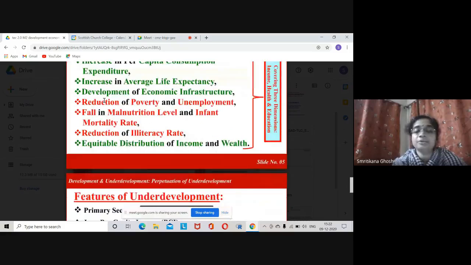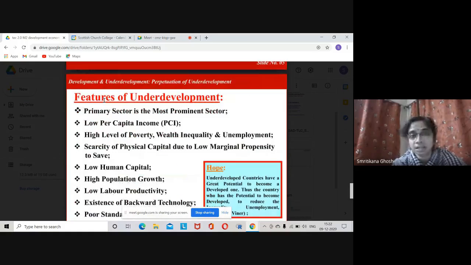Now I am going to the other side of the development, that is the underdevelopment. So what are the features of underdevelopment? First of all, the contribution of the primary sector should be the most prominent one. Most of the labor force is engaged in the primary sector. Maximum income is coming from the primary sector. So primary sector is playing a dominant role. Per capita income is very low there. Poverty level is very high. Unemployment is significant. Income inequality is severe. So these are the features.